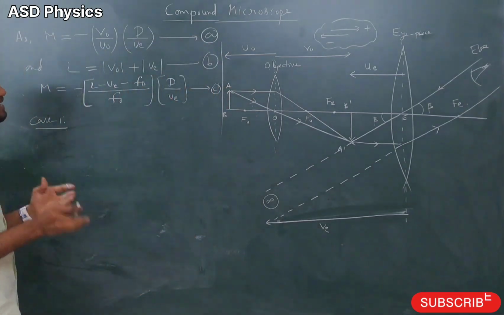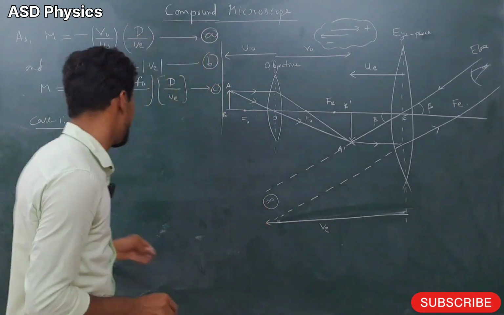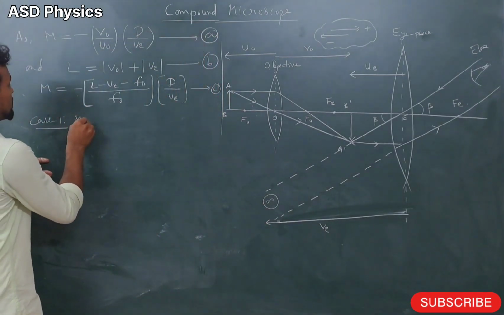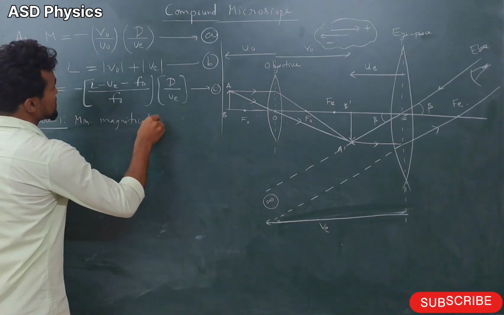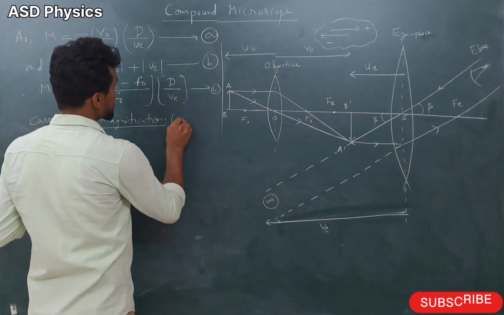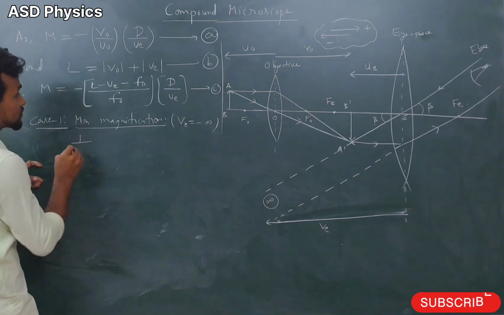In this situation the human eye will be relaxed. That is called the normal adjustment. So see here, minimum magnification. For minimum magnification, the final image will form at infinity. So again I will write the lens formula for the eyepiece.